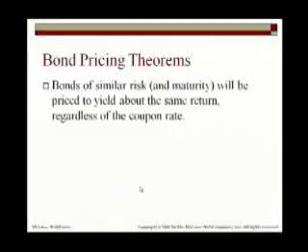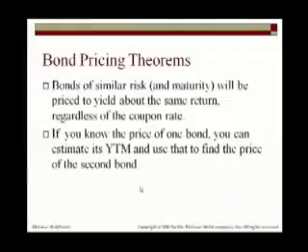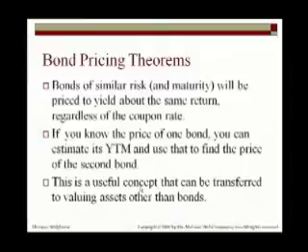Some bond pricing theorems. This will turn out to be important not only for bonds but for other kinds of assets. Bonds or any asset of similar risk and maturity will be priced to yield the same return, regardless of the coupon rate. If you know the price of one bond, you can estimate its yield to maturity. You can use that to find the price of the second bond. And you'll have some problems in your homework that ask you to do that. And that, as I said, is a concept that can be transferred to other places.